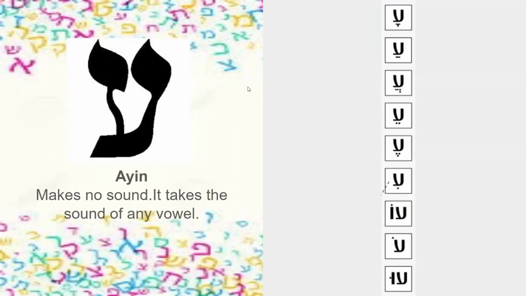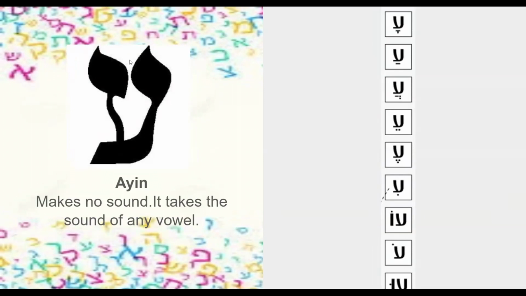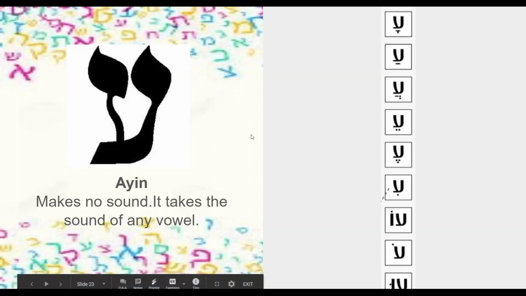Ayin. It's just like Aleph where it makes no sound and it takes the sound of any vowel, except that it's a little bit deeper than Aleph. Okay? Ayin. A, e, o, u.